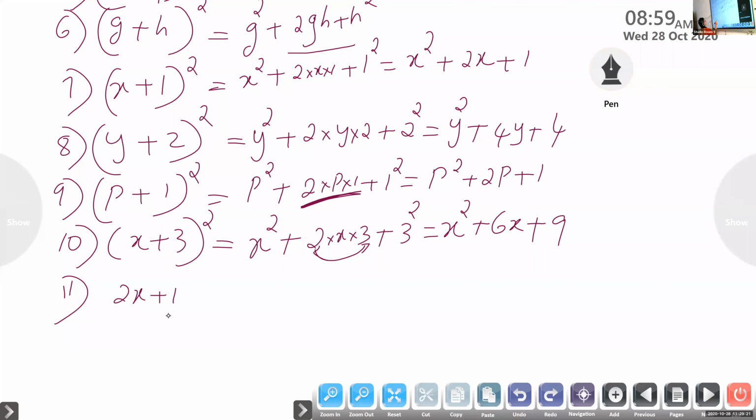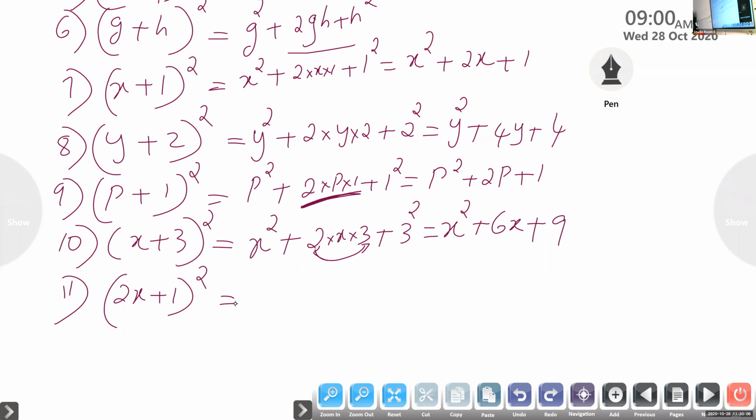2x plus 1 the whole square. Try. Ma'am, finish. Wait.